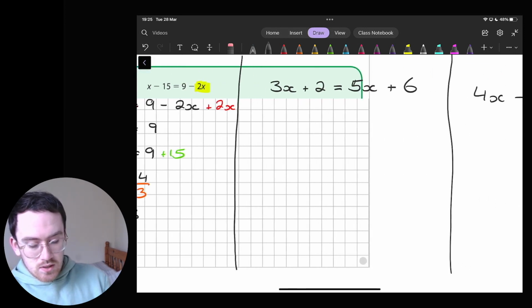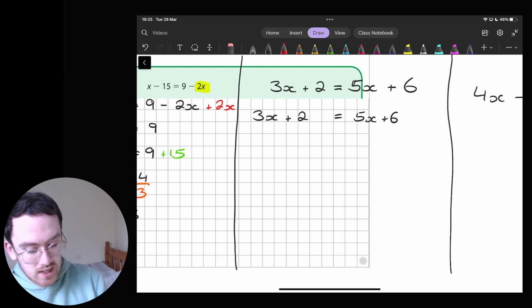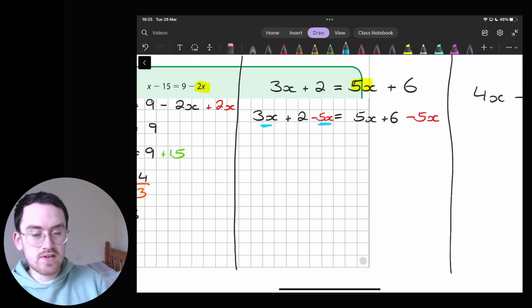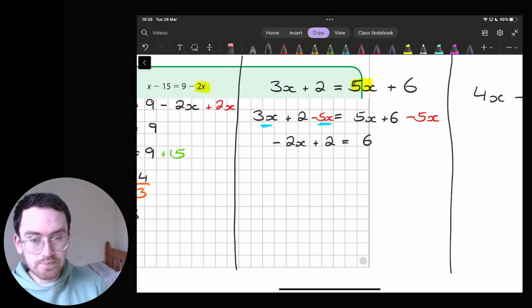Looking at the next one here, we're going to do the same idea. Now it is going to lead us to something that's maybe a little bit messier looking, but it's still okay. So again, we want to get rid of that 5x here because it's on the wrong side. So we'll take away 5x and we'll do the same over here. Now we're led to something a little bit more confusing here because we have minus 5x or negative 5x and we have plus 3x, and altogether that gives me an answer of minus 2x plus 2, and that's equal to 6.